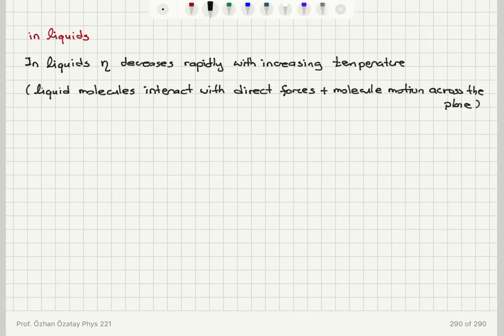We're only considering the dilute gas limit, where we have only the transfer of molecules contributing to momentum transfer. But here actually we have a different mechanism, the mechanism of direct forces, interaction through direct forces. So basically our theory is not valid anymore. So we find that instead of increasing with temperature as T to the 0.7 in gases, the coefficient of viscosity tends to decrease rapidly with increasing temperature in liquids.